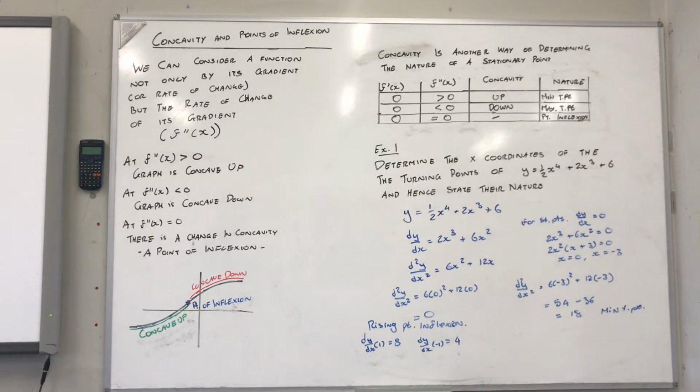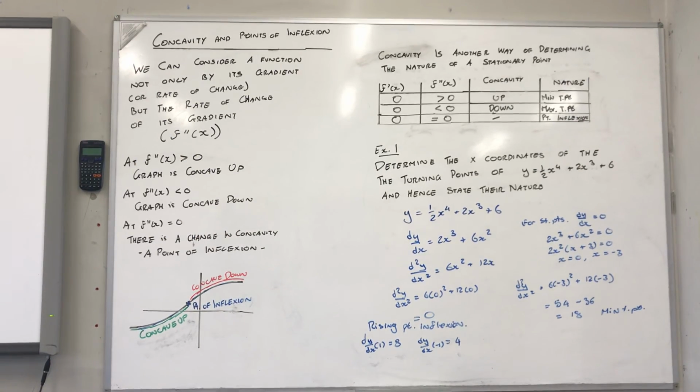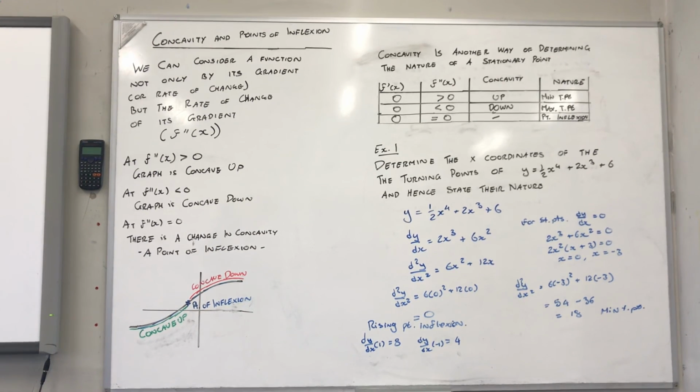So there, all I did was quickly check the gradient either side of the point of inflection, and it's positive on either side. So it is a rising point of inflection. Okay, so that's how we can use concavity and points of inflection as an alternative way of stating the nature of a turning point.